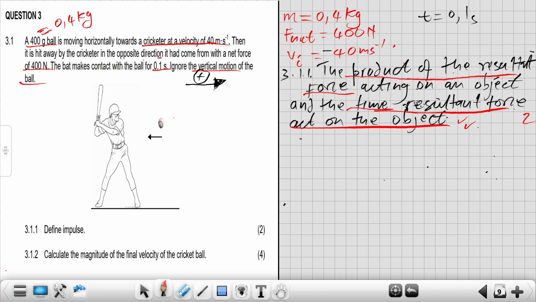So 3.12, it says calculate the magnitude of the final velocity of the cricket ball. So which principle or calculation should I use? I will write here that because I am only dealing with one object, which is the ball in this case, it means the equations that I'm going to use must allow me to have only one object.